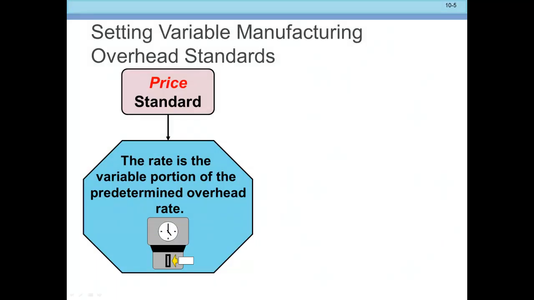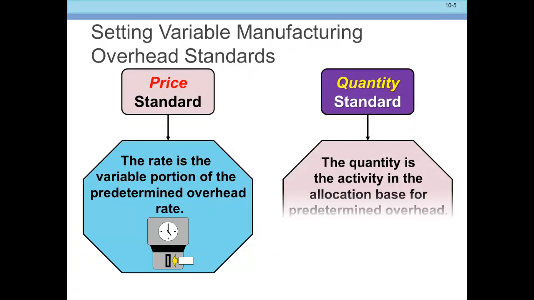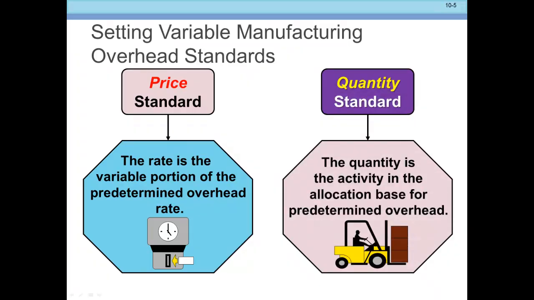Price standard for variable manufacturing overhead comes from the variable portion of the predetermined overhead rate. The quantity standard for variable manufacturing overhead is expressed in either direct labor hours or machine hours, depending on which is used as the allocation base in the predetermined overhead rate.